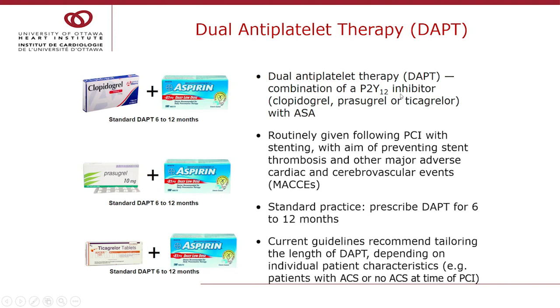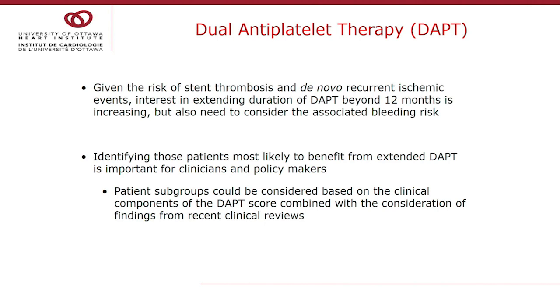And why do we want to study this? Well, routinely following PCI with stenting, the aim of preventing stent thrombosis and other major adverse cardiac and cerebrovascular events is a concern. The standard practice is to prescribe DAPT for 6 to 12 months after PCI. The current guidelines recommend tailoring the length of DAPT depending on the individual characteristics. For example, if someone were to present with acute coronary syndrome at the time of PCI, they may be better to go on a longer-term DAPT beyond the 12 months than a short term. So we would like to identify that, and that's the goal of this particular study. So given the risk of stent thrombosis, given the risk of recurrent ischemic events, interest in extending DAPT beyond the 12 months is important. It could provide reduction of these, but we have to worry about the opposite side of the coin, which is the bleeding side.